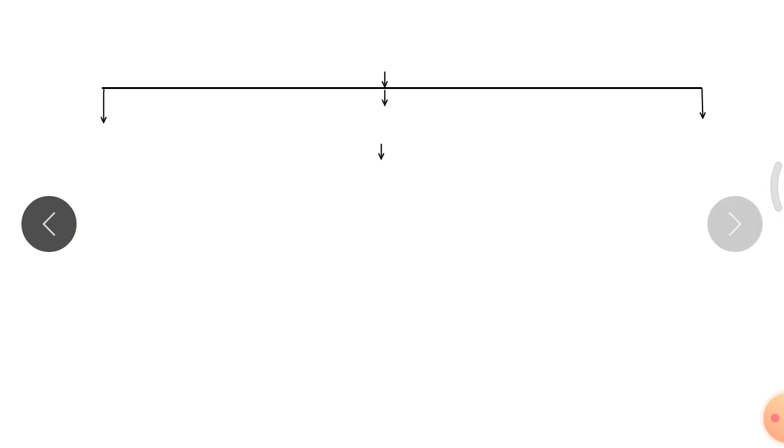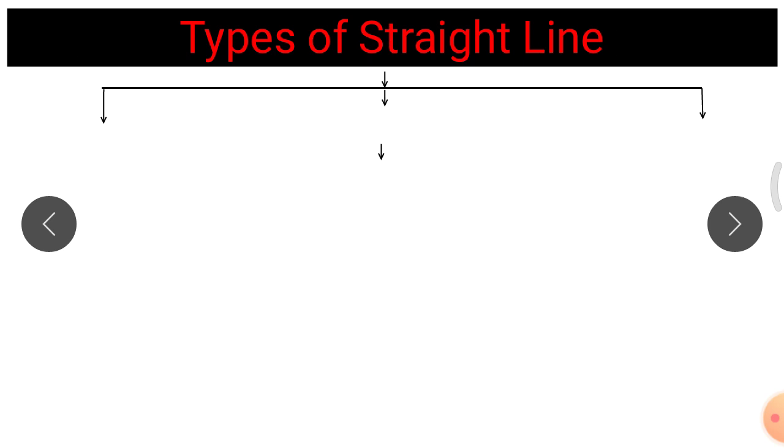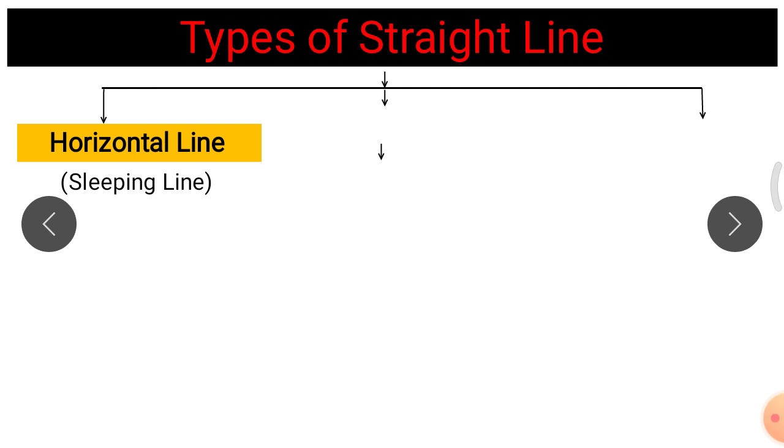Now, the types of straight lines. Children, there are three types of straight lines. What are they? First is the horizontal line. Second is, okay, let me first explain the horizontal line. What is a horizontal line? That is the sleeping line, right? In pre-KG, you used to do sleeping line and standing line. From that, the sleeping line is also called the horizontal line.